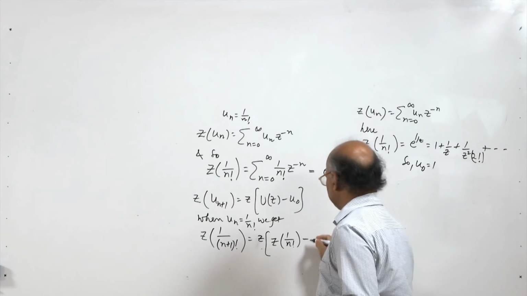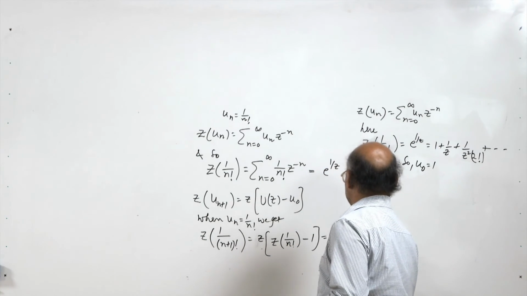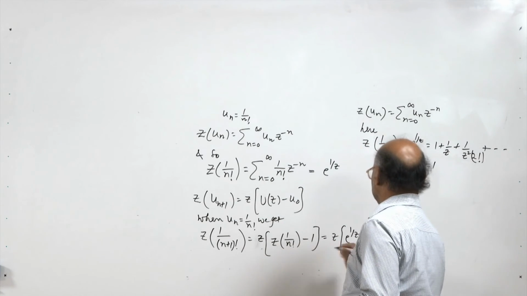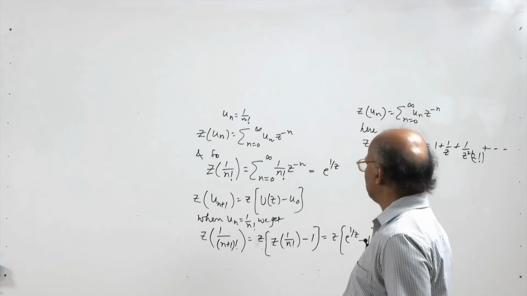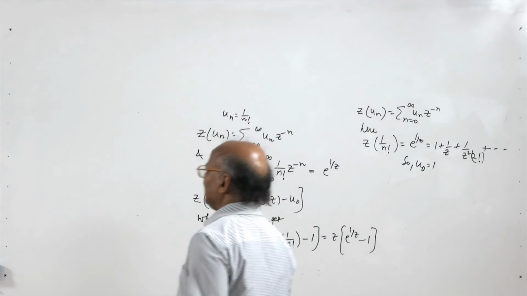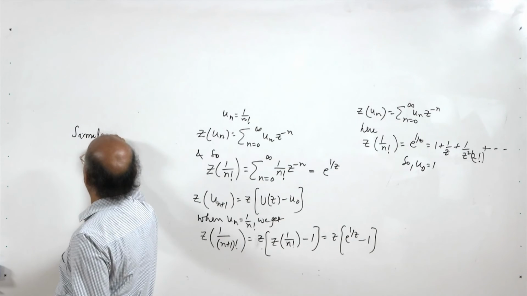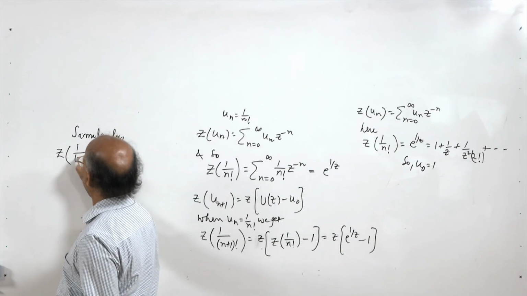Okay. So this is minus 1 and this is z times e to the power 1 by z we have found minus 1. So the z transform of 1 over (n plus 1) factorial is z times e to the power 1 by z minus 1, and similarly, the z transform of 1 over (n plus 2) factorial.